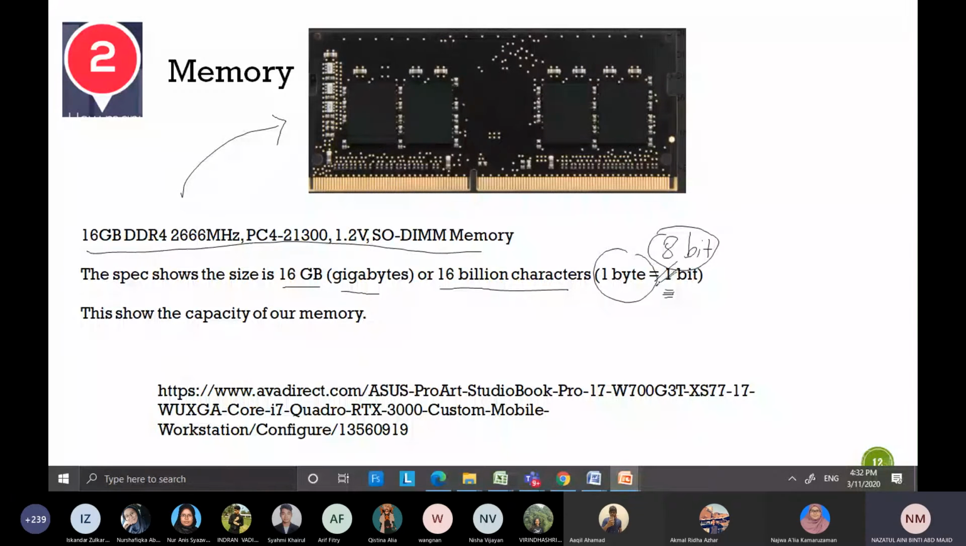Okay, you can change that after this. So if the spec said 16 gigabytes, it means that it can hold the capacity up to 16 billion characters. Okay, this shows the capacity of our memory. So you can look further into this computer from these websites where you can customize a computer.